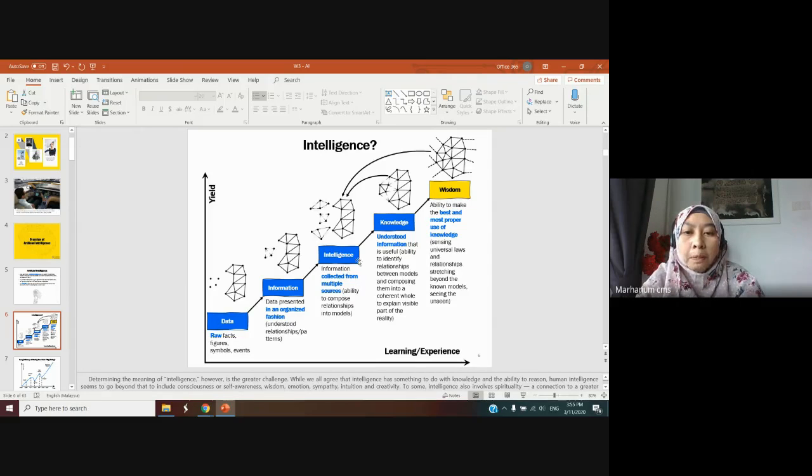And then knowledge, the understood information that is useful, the ability to identify relationships between models and compose them into a coherent whole to explain the visible part of reality. Basically the knowledge is gained by the human. We are the ones that will use the knowledge. And then wisdom, the ability to make the best and most proper use of knowledge. So these are the learning experience. We are having knowledge. Knowledge is not used by the machine.